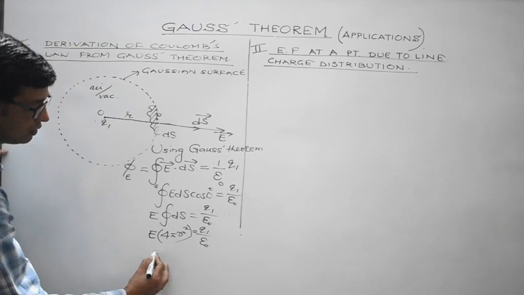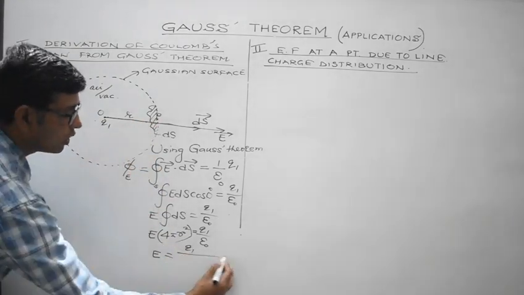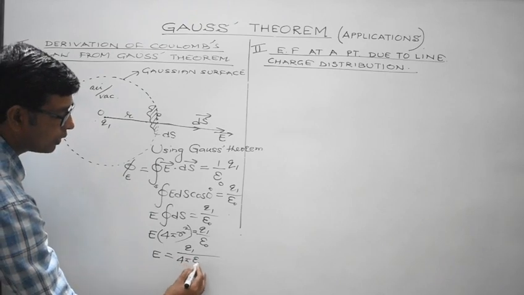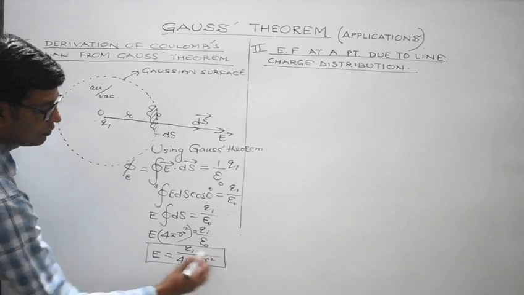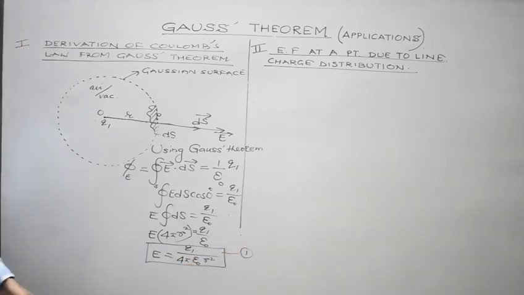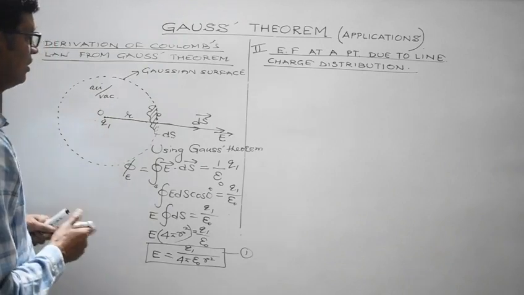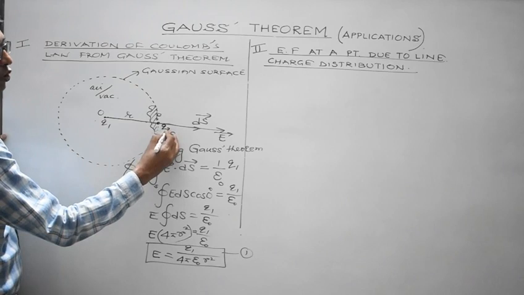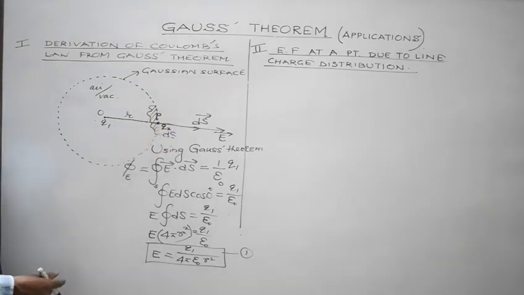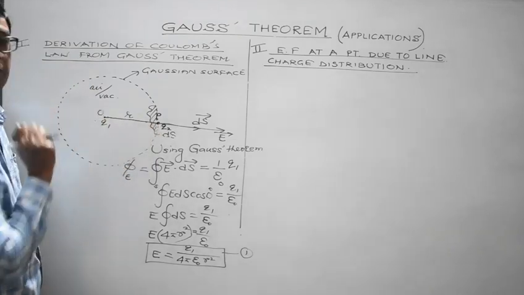Therefore, electric field at point P due to charge Q1 is Q1 divided by 4 pi epsilon naught r square. This we are already aware of. Put this as equation number 1. This is the first step. Now what to do is, place another point static charge Q2 at point P. I repeat, place another point static charge Q2 at point P.